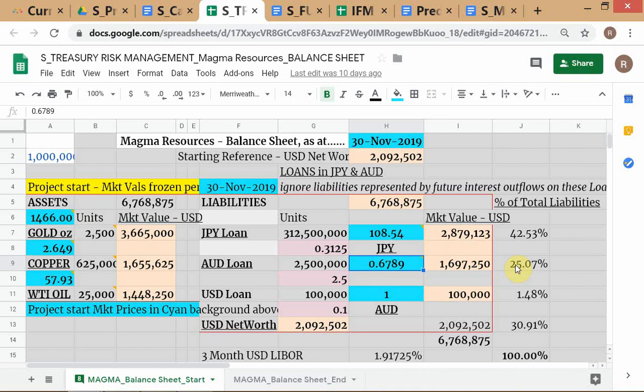Is total assets going up? Total assets not going up, so total liabilities also can't go up. But one of the liability components, the dollar amount, is going up. So what has to adjust? Net worth has to adjust. So this will go up and net worth will come down, and this will not change. So notice that. Khushbu, you can look up here. We are going to do some magic now. You can see what happens. So let's make it 0.69.